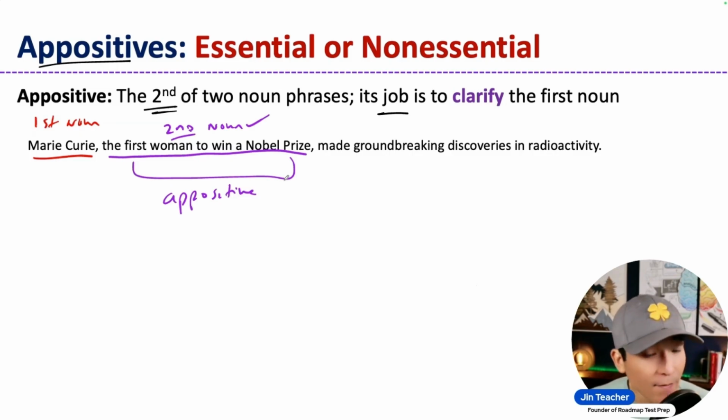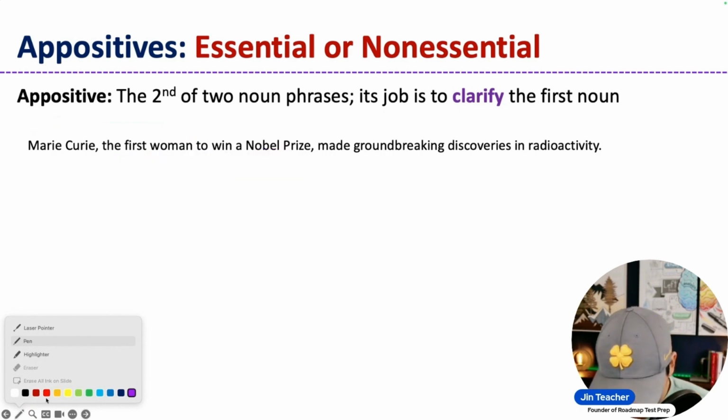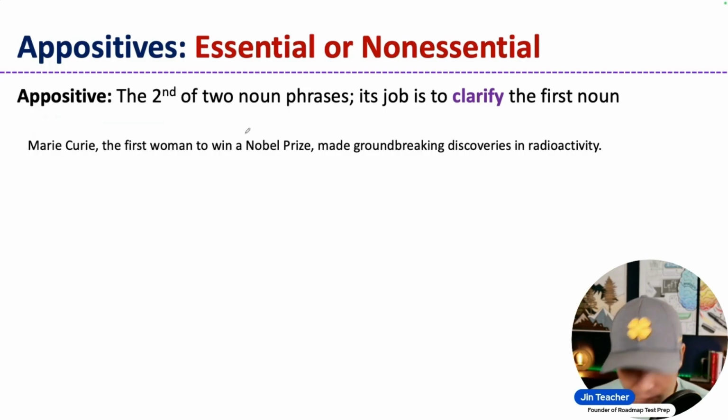Now, the job of the appositive is to do what? It's to clarify the first noun. So the first woman to win a Nobel Prize just gives us extra details, a description or a clarification about who Marie Curie was. She was the first woman to win a Nobel Prize. That's the job of an appositive. Now, sometimes the appositive is going to be essential and sometimes it's going to be non-essential. So how can you tell? When is the appositive essential and when is it non-essential?